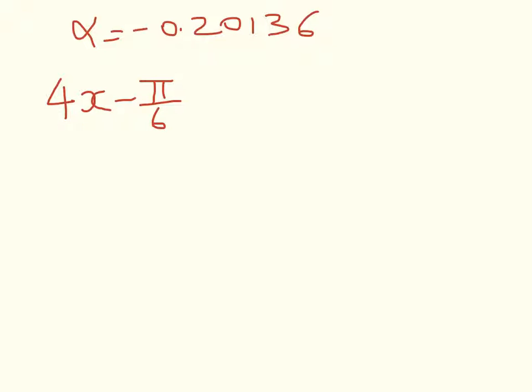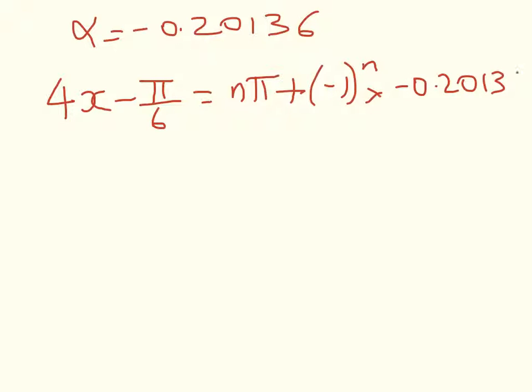Okay, so we've got alpha equals negative 0.20136, and our general solution is 4x minus pi on 6 will equal n pi plus negative 1 to the n times negative 0.20136. All we need to do now is to clean this up and make x the subject. So I'll do that in several steps.